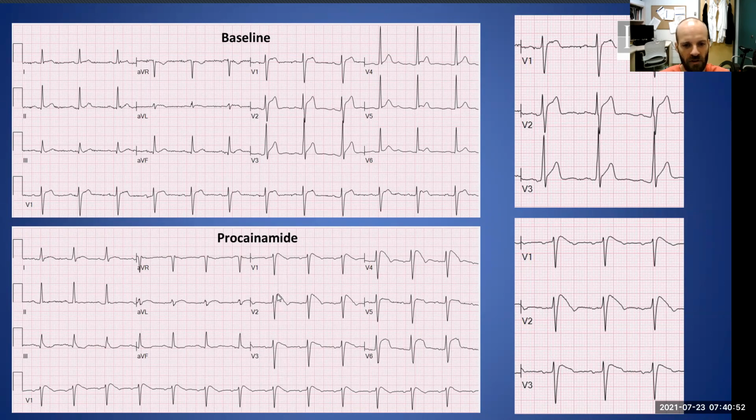So we've got more than 2 millimeters of ST elevation that's downsloping, followed by a negative T wave present in V1 and V2, and probably in V3 as well. So we've clearly got a positive response here. Okay.